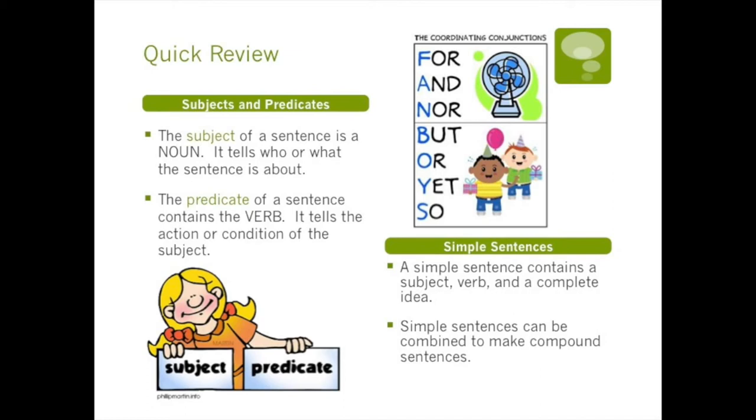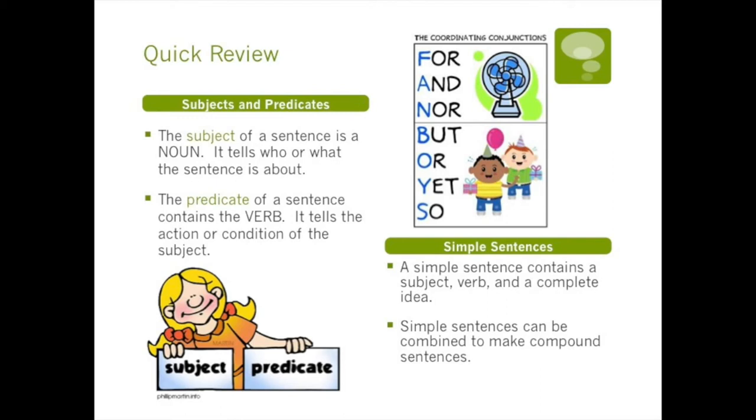Please remember that the subject of a sentence is a noun, and it tells who or what the sentence is about. The predicate of a sentence contains the verb. It tells the action or condition of the subject. Later on in this video, we will need to make sure we have a subject and predicate in the types of clauses we will be learning about.